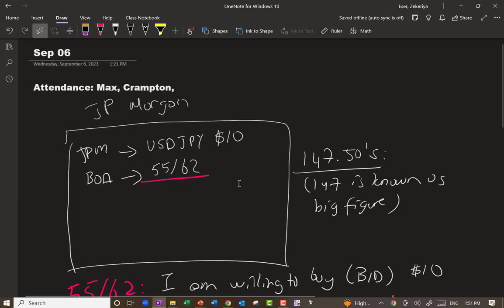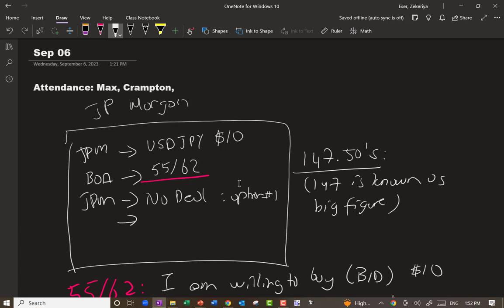And next, it's JPM's turn. They're gonna say either I buy, or they can say no deal. This is option number one. I'm not willing to do any trades with you at those rates. That typically happens when the bid offer spread is so wide. You don't want to do it. Or they can say mine. Option number two. What does that mean if they say mine?